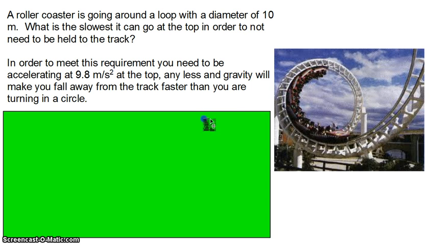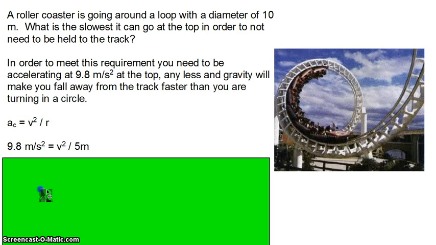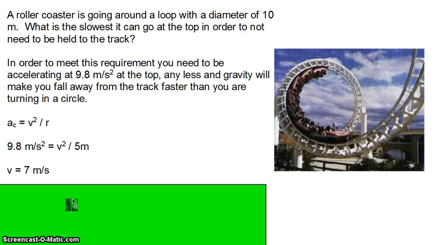So if we set our centripetal acceleration at the top, and remember centripetal acceleration is this formula, if we set that centripetal acceleration to 9.8 meters per second squared, and then plug in 5 meters for our radius, since the diameter was 10 meters, we can find out how fast we need to be going in order to not fall out. And when we solve for v, we get 7 meters per second.